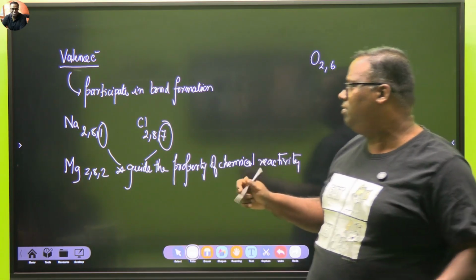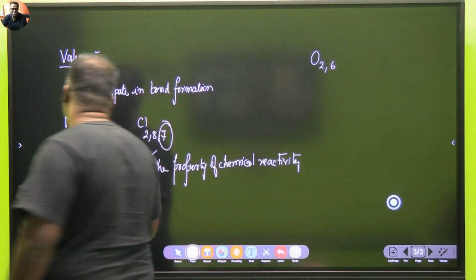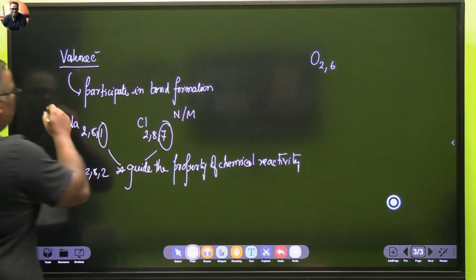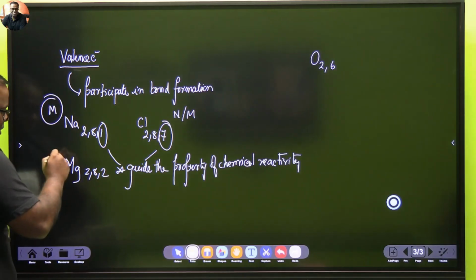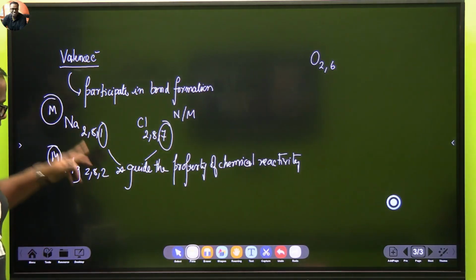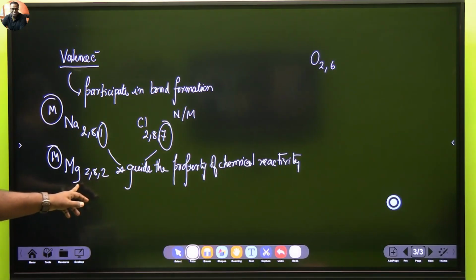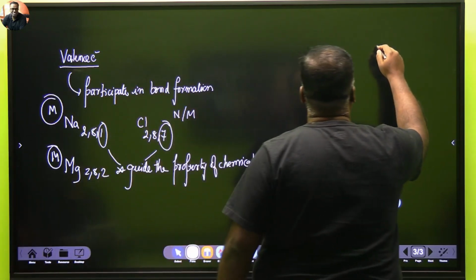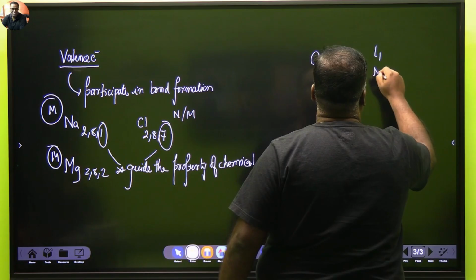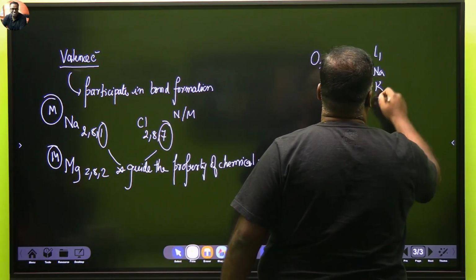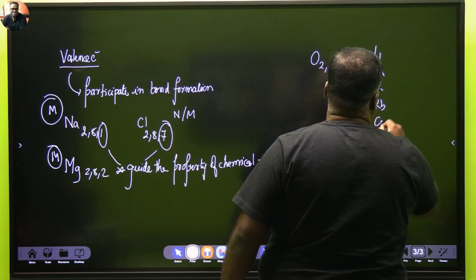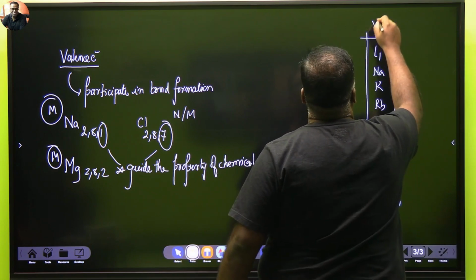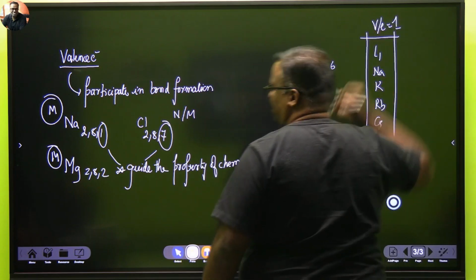When I compare two elements, I will not compare sodium with chlorine because this fellow is a non-metal, this fellow is a metal. I will compare this fellow with this fellow. Now tell me, between these two metals, who is more reactive? Sodium is more reactive. But the question arises, if I see group 1 and I write lithium, sodium, potassium, rubidium, cesium, francium, the challenge is that everybody's valence electron is 1.